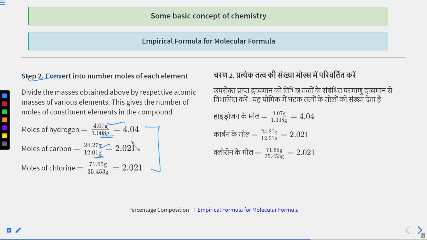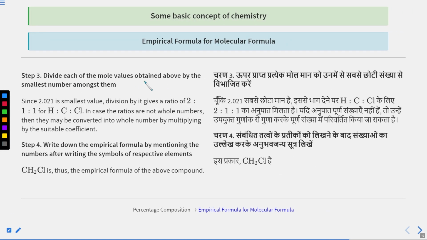Then to convert it into the simplest ratio, divide each of the mole values obtained above by the smallest number amongst them, which is 2.021. Then you will get the simplest ratio, and the ratio will be 2:1:1. It means hydrogen 2, carbon 1 and chlorine 1.